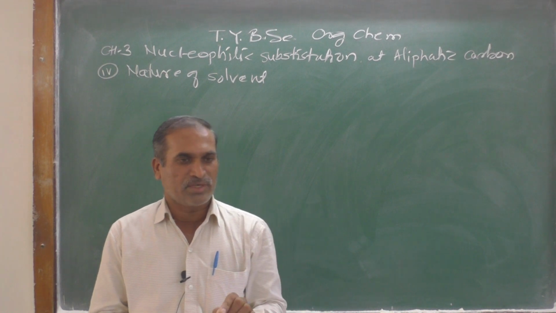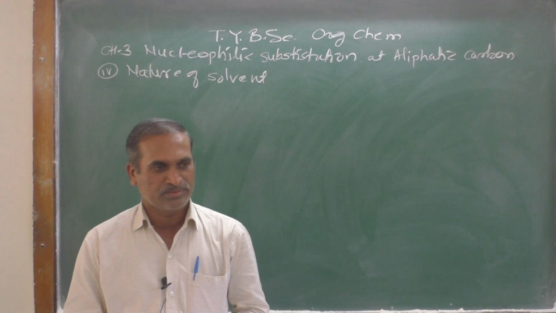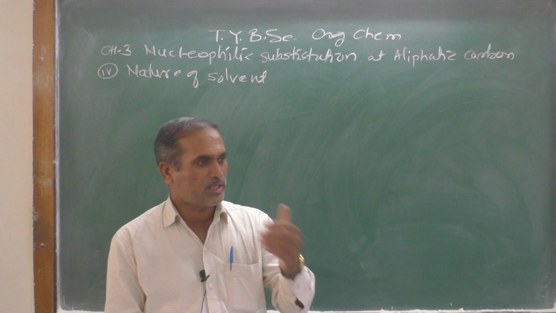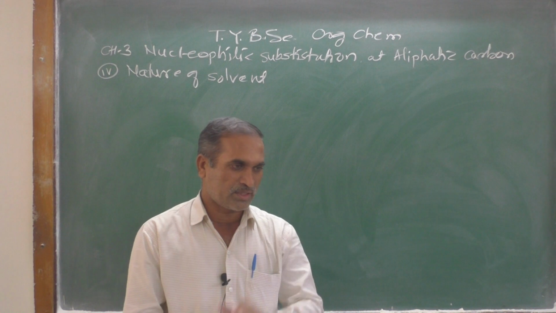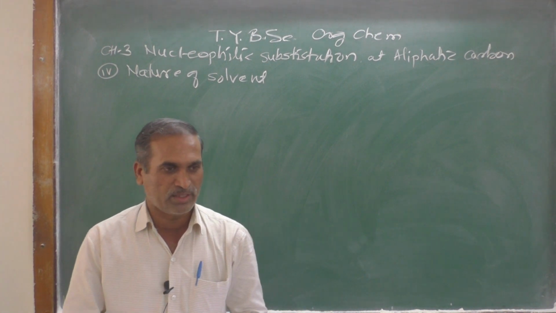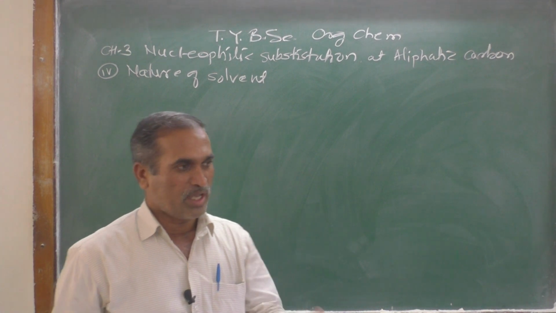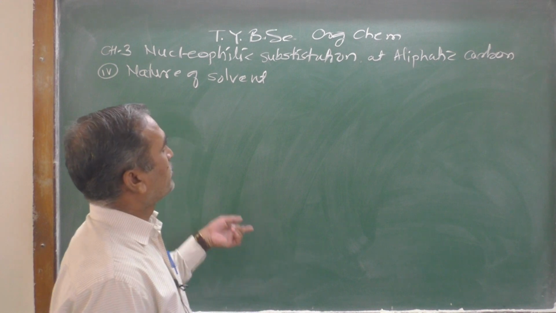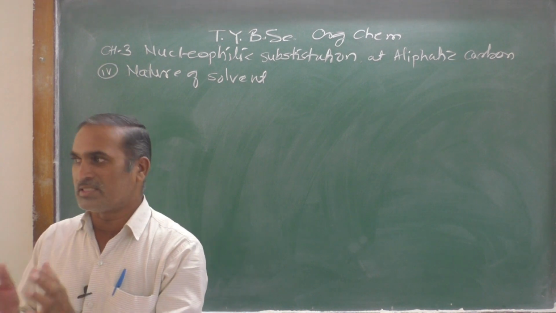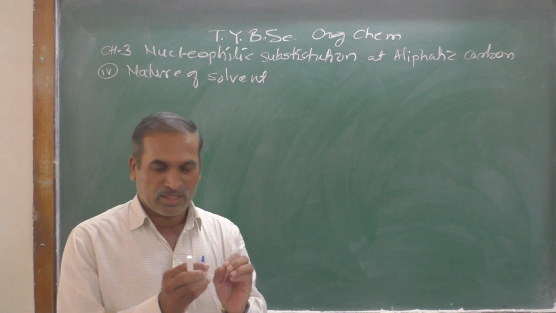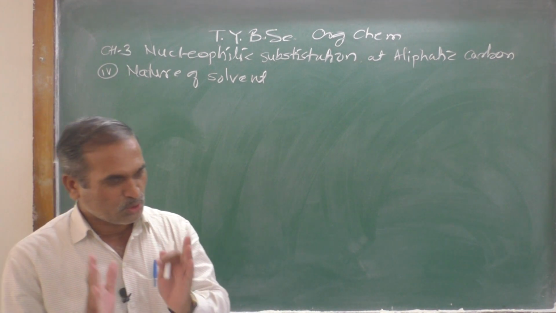Number one, the effect of structure of substrate, that we already learned. Number two, the effect of leaving group, that also we have completed. Number three, nature of the nucleophile, which we have also completed. And now today we are going to discuss the fourth and the last factor. By knowing this factor, we can easily find out whether the reaction follows the SN1 mechanism or the SN2 mechanism.